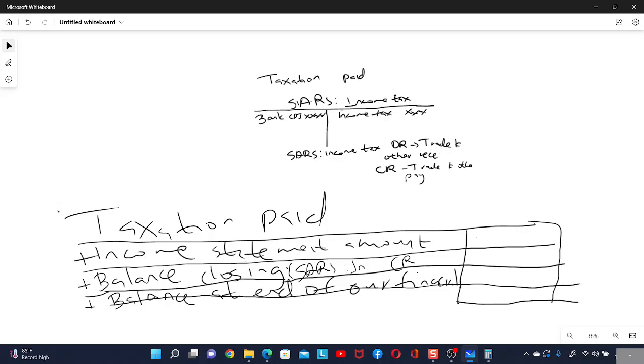So you only add it if the SARS income tax has a debit balance. But if it has a credit balance, you subtract it. Then at the end, you get the taxation paid.